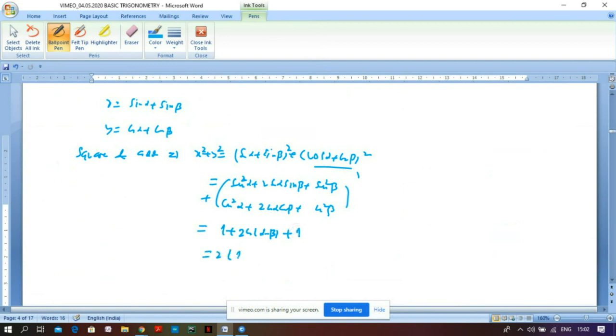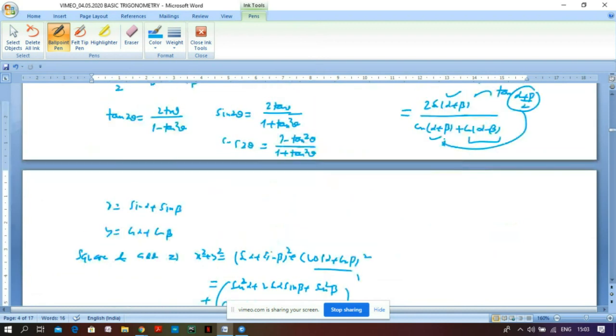So you'll get 2 times 1 plus cos of alpha minus beta. So you will get cos of alpha minus beta is (x squared plus y squared) by 2 minus 1, that is (x squared plus y squared minus 2) by 2. So that's all right. Once we got these numbers, then I can calculate these things.